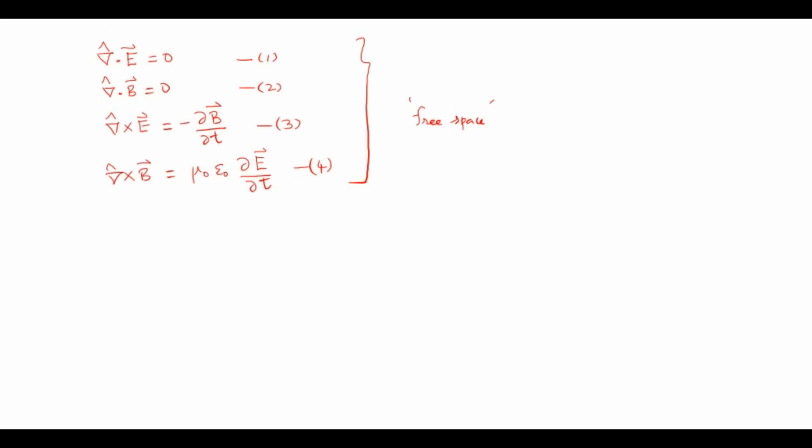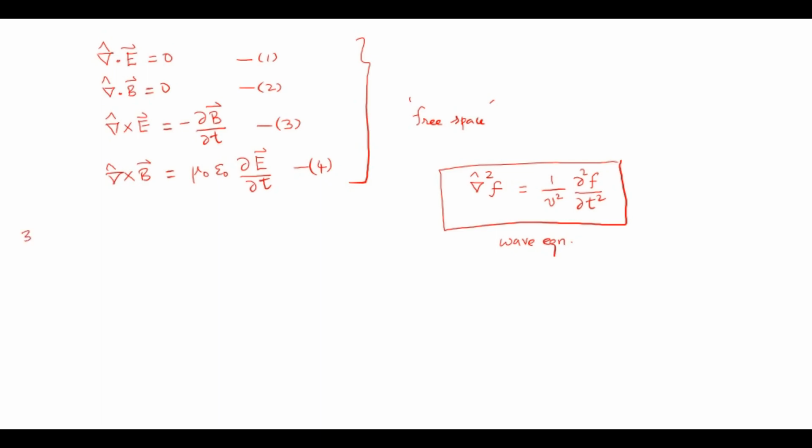So to write this as a wave equation, we know what the form of the wave equation should be. This is the form of the wave equation: del square f is equal to 1 by v square partial square f by partial t square. I am going to bring the equations into this structure. For that I take equation 3 and equation 4, and from there I am going to start my derivation.